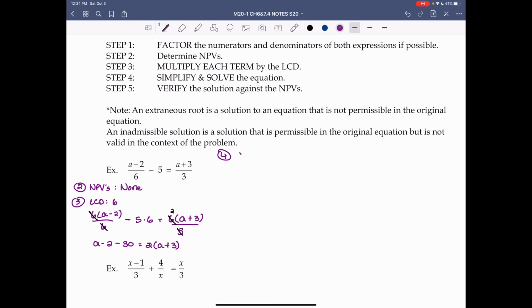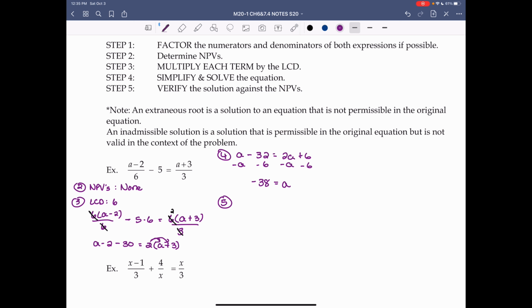Step 4, we want to simplify and solve. We have a minus 2 minus 30 is minus 32, equals 2 times (a plus 3). So multiply the 2 into the brackets. We get 2a plus 6. Then we want to combine our like terms. I'm going to subtract a on both sides, and I'm going to subtract 6 on both sides to move my a's to one side, my constant terms to the other. I get negative 38 equals 2a minus a, which is a. So it looks like the solution is negative 38.